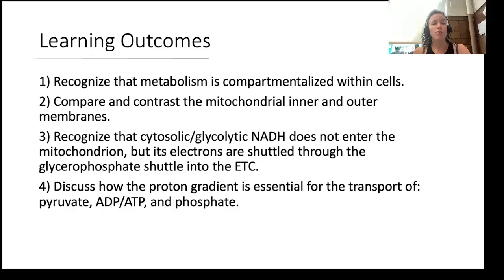Learning outcomes for the day. Recognize that metabolism is compartmentalized within cells. We'll compare and contrast the mitochondrial inner and outer membranes. We will recognize that cytosolic or glycolytic NADH does not enter the mitochondrion, but its electrons are shuttled through the glycerophosphate shuttle onto the electron transport chain. And we'll discuss how the proton gradient is essential for the transport of molecules such as pyruvate, ADP, ATP, and phosphate in and out of the mitochondrion.